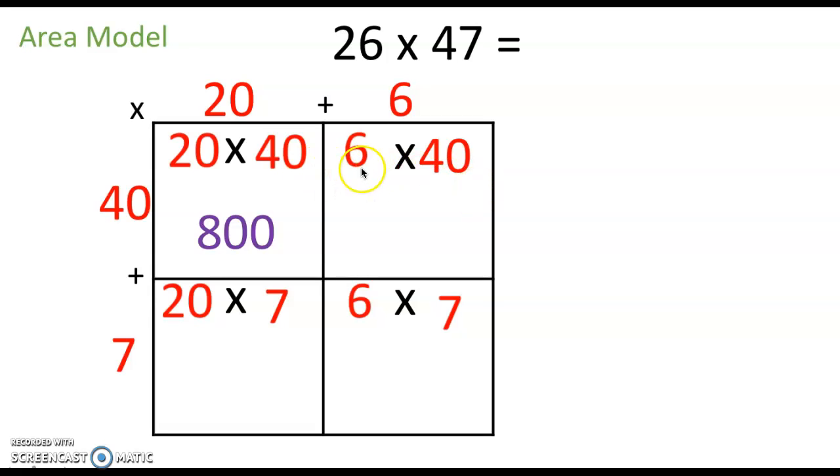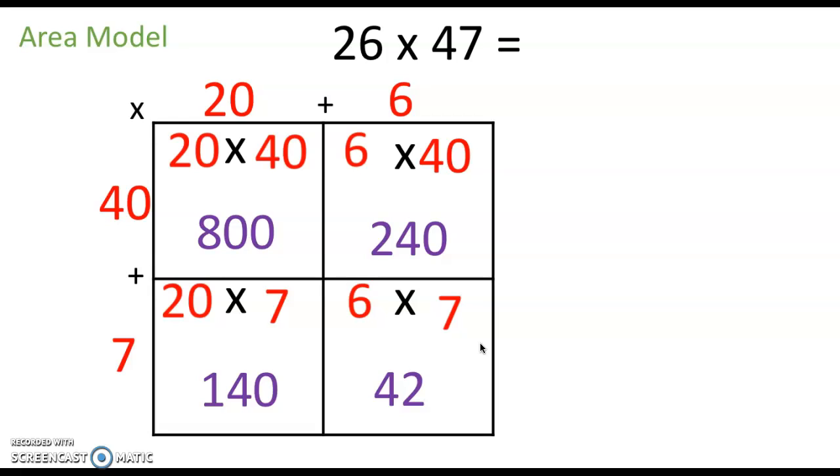Then in my next box, I will go 6 times 4, add a 0. That gives me 240. My next box, I will go 7 times 2 plus a 0, gives me 140. Then in my last box, I just have to do 6 times 7, giving me 42.